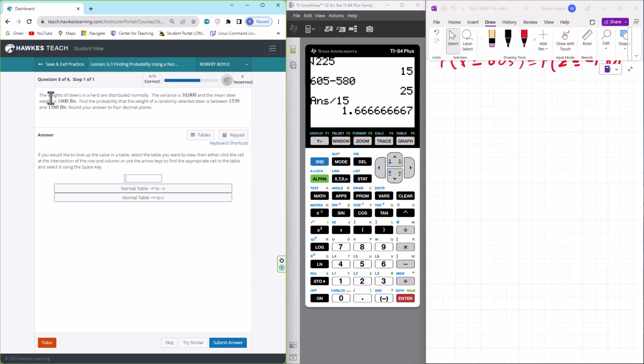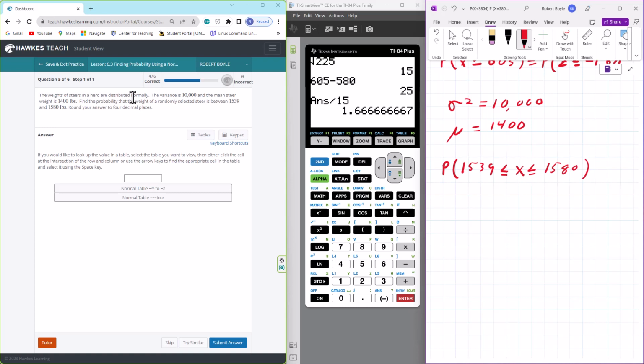The weights of steers in the herd are distributed normally. The variance, there's that variance again, is 10,000. So sigma squared is equal to 10,000. And the mean, mu, is going to be 1,400. Okay, what is the probability that a randomly selected steer is going to be greater than 1539 or less than or equal to 1580?